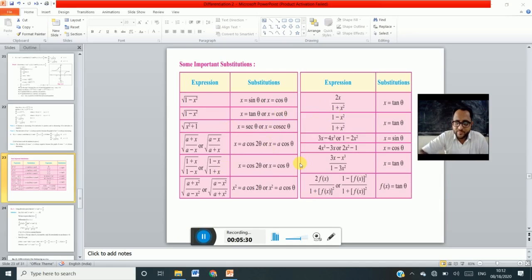So try to remember this chart, and some examples are given to you on this topic, that is, derivatives of inverse functions and inverse trigonometric functions. So try to solve those, and this is enough for the day. Okay. We will see you tomorrow.